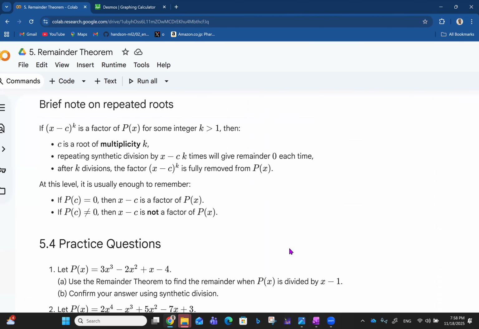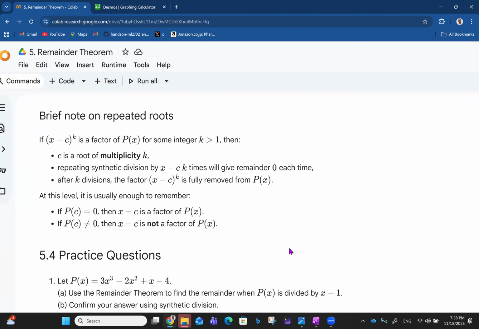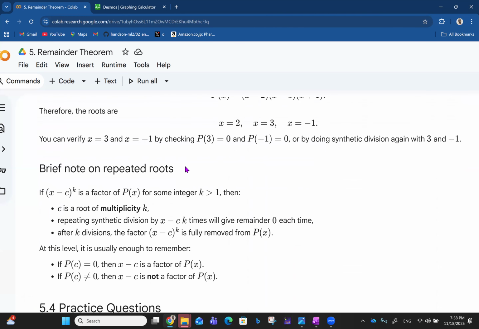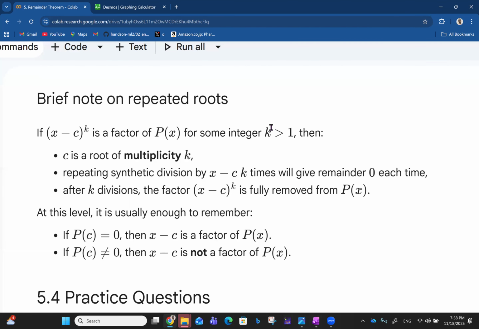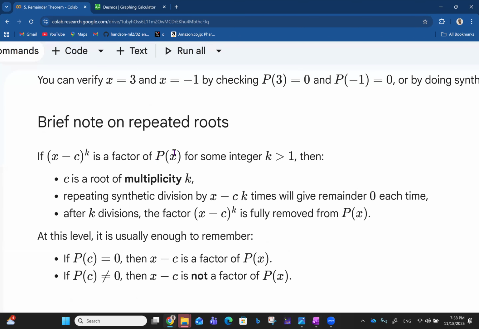A brief note on repeated roots. Sometimes you can have repeated roots, meaning that maybe 2 appears twice or 3 appears twice. If x minus c raised to the power k is a factor of p of x for some integer k greater than 1, that means x minus c appears more than once. So we can say c is a root of multiplicity k. If it appears 3 times, c is a root of multiplicity 3.